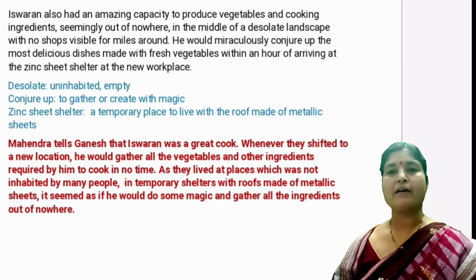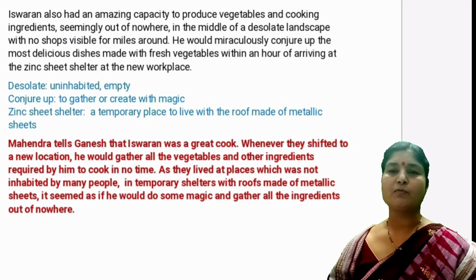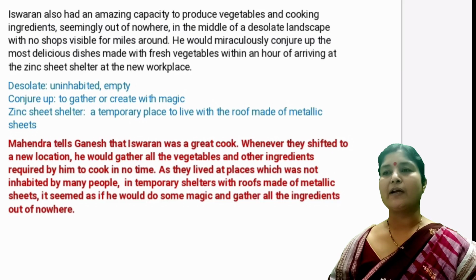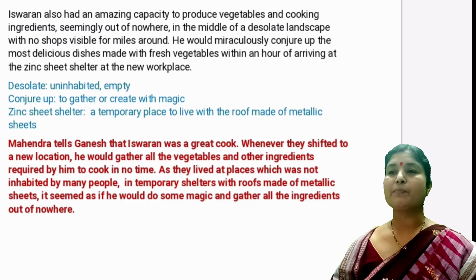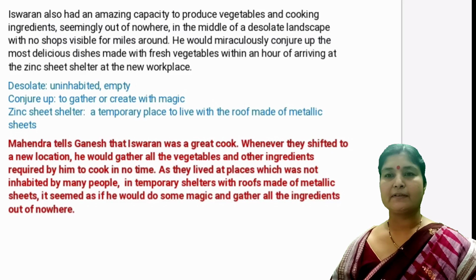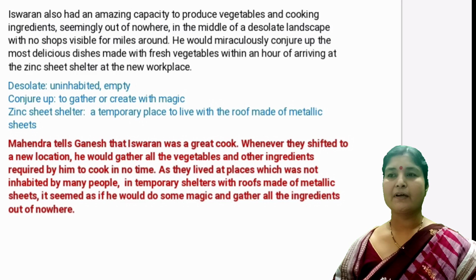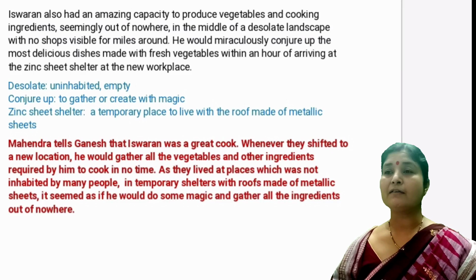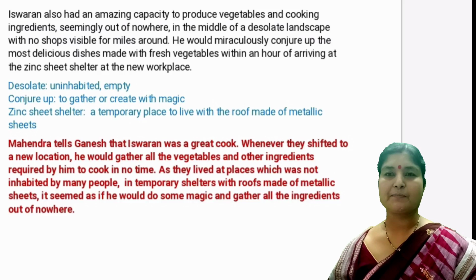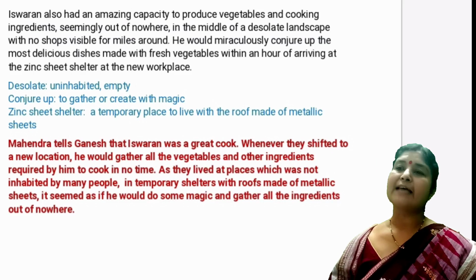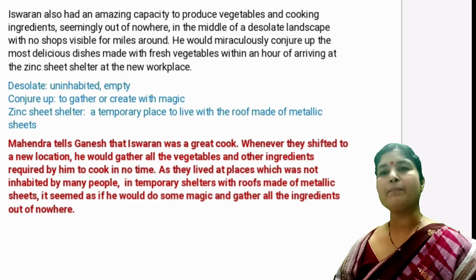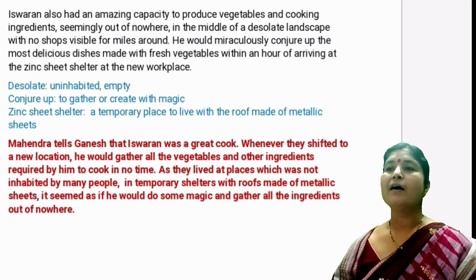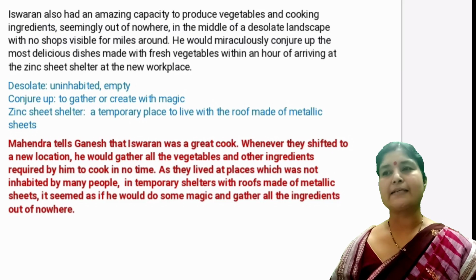So in this paragraph, you will find many difficult words like desolate. Desolate means uninhabited or empty. Conjure up means to gather or create with magic. Jinxit Shelter means a temporary place to live with the roof made of metallic sheets.